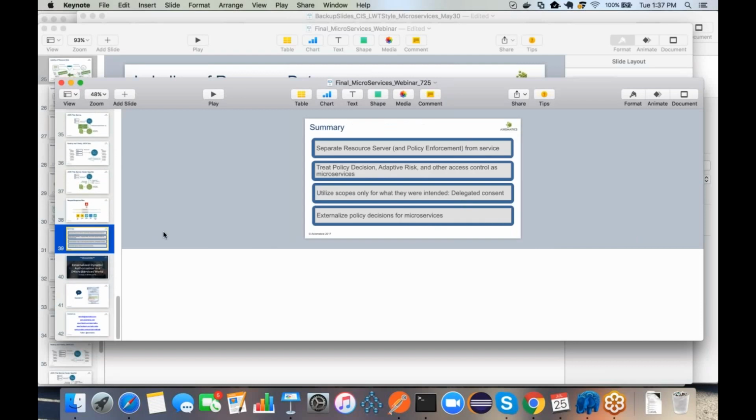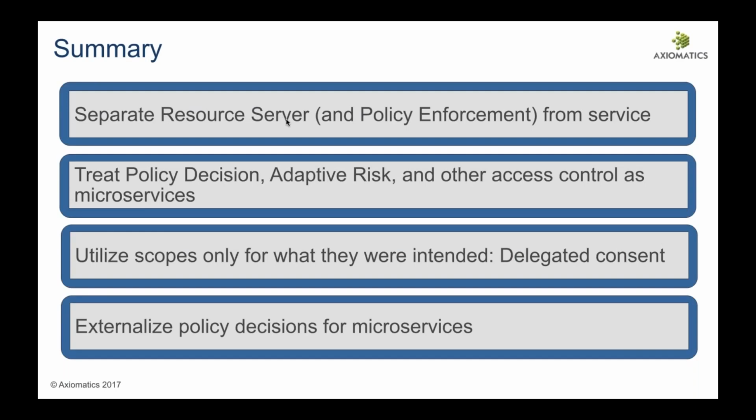So summing it all up here, we talked about separation of the resource server from the business service for a high cohesion of policy enforcement, consistent template, consistent policy enforcement across all your different microservices. Treat policy decision as a microservice along with adaptive risk and your other next-gen access control systems. It just makes your conversation with your microservice developers a lot easier. It's just a service that you call to get a permit or deny based on subject, action, resource. We're going to make your job a lot easier.